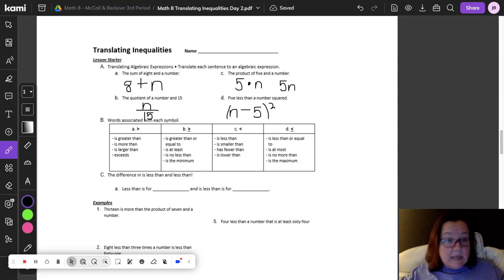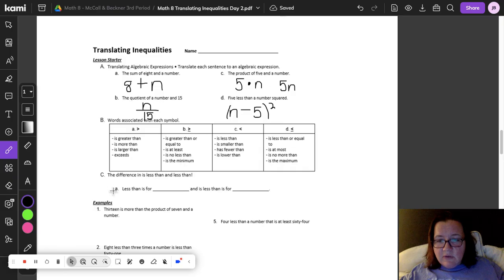So we know that it can't equal that number. It has to be less than it. And then D is less than or equal to: is at most. So it could equal that number, but it can't be more than it. Is no more than, or is the maximum. Okay? So using those keywords, we're going to look down here.